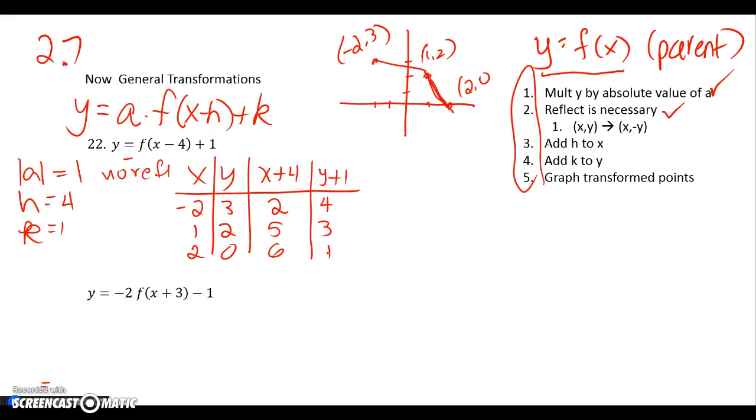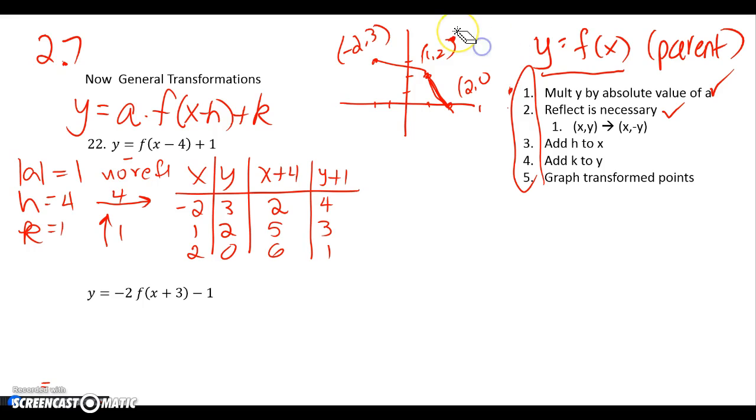Now if I graph these on the original graph, it looks like this. All we would expect is that this graph was shifted horizontally 4 and up 1. So the first point, 2, 4: there it is right here. 5, 3, and then 6, 1. We're actually going to be right here. So this, if it was drawn correctly, was just shifted up and over. Okay? Now let's do the next problem.